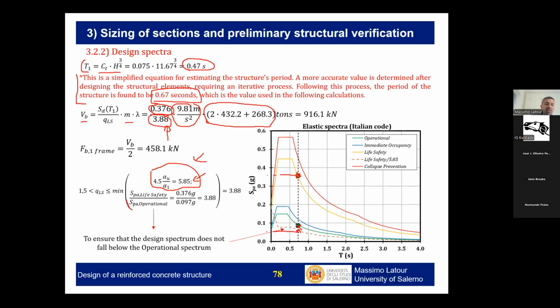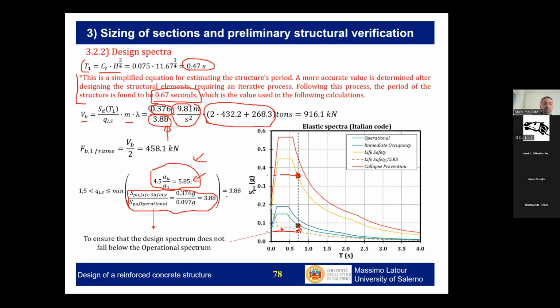So my suggestion, as an alternative criteria to be sure that you are not using a behavior factor that is too large, is to just make the ratio between the spectral acceleration for the elastic spectrum at the life safety limit state over the spectral acceleration that you have for the elastic spectrum at the operational limit state. Don't take a behavior factor which is larger than this.